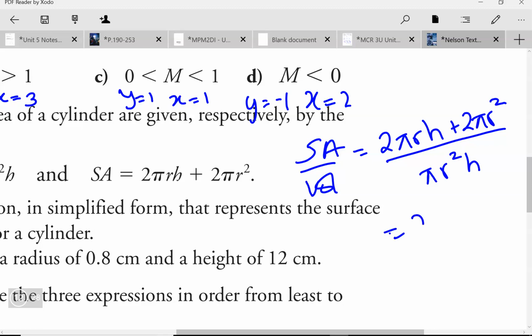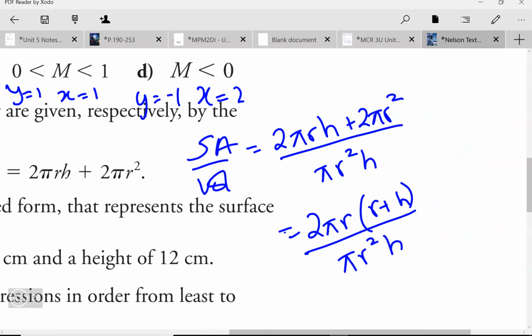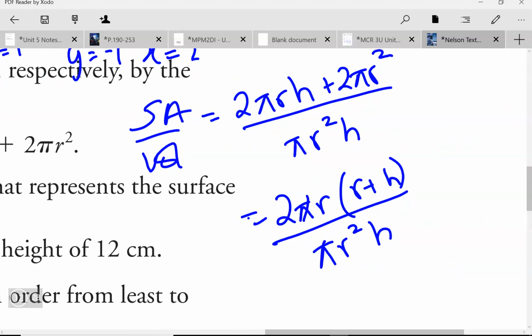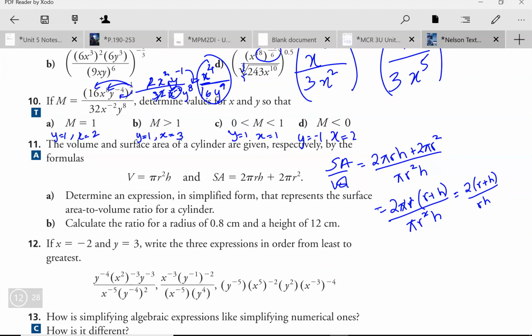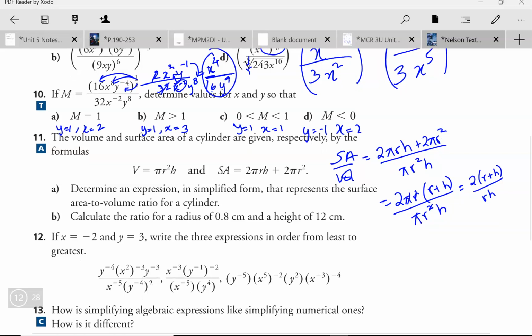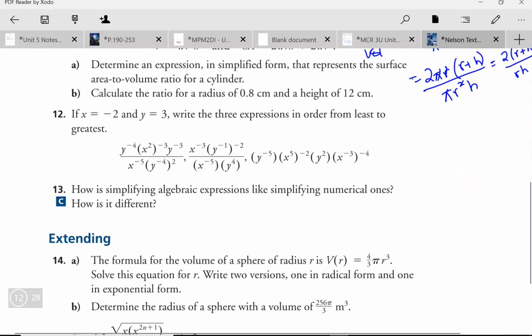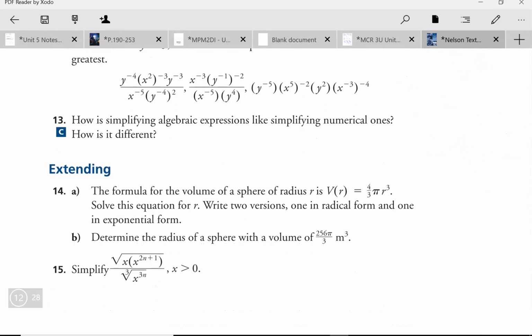2 pi r plus 2 pi r squared divided by pi r squared h. I'm going to factor some things out. 2 pi r times (r plus h) divided by pi r squared h. Then I'm going to cross cancel some things, including the pi and one of the r's. So what I'm left with is 2 times (r plus h) divided by r times h. And I don't know why this is in this unit, to be honest. So that's that. Easy peasy.